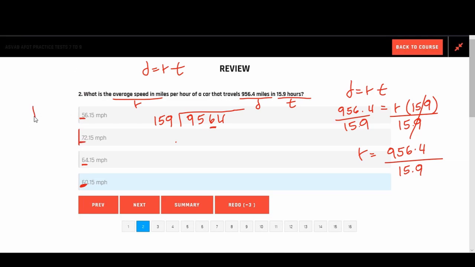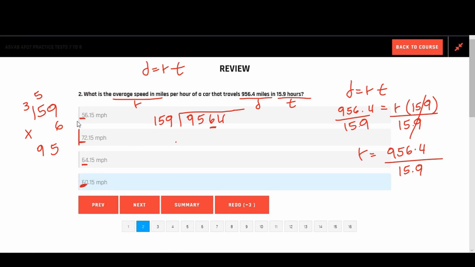So off to the side, I'm going to do 159 times 6. Okay, 9 times 6 is 54. And you got to carry your 5. 6 times 5 is 30, plus 5 is 35. Carry the 3. 6 times 1 is 6, plus 3 is 9. So as you can see, 6 gets you very close to 956. It actually gets you 954. So that said, I know that this is going to be very close to 60 and not 64.